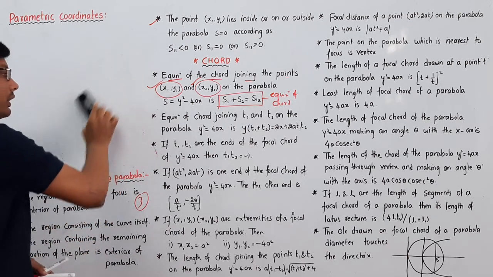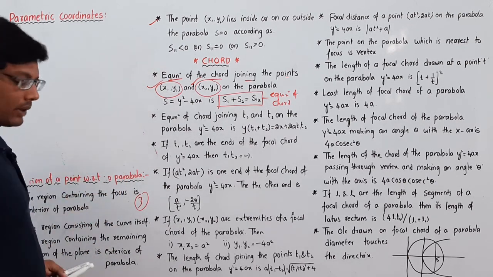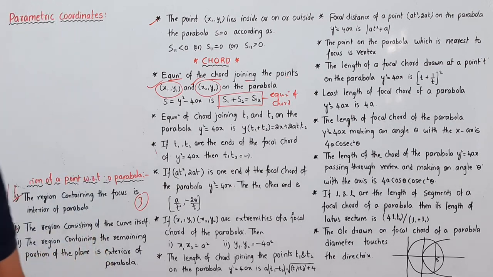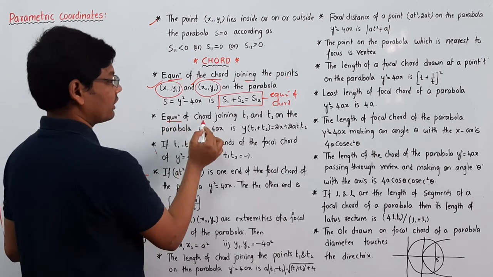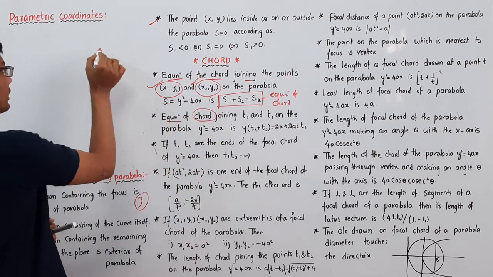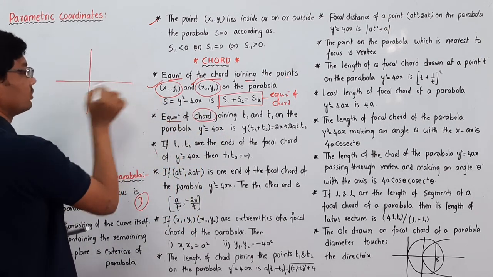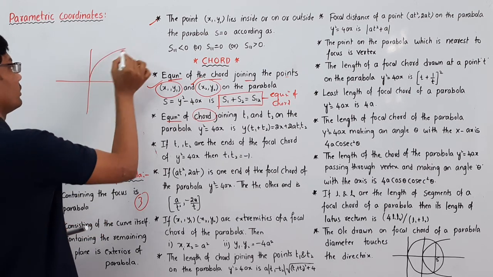And the next point, the second point: the equation of the chord joining t1 and t2 on the parabola. Equation of chord.